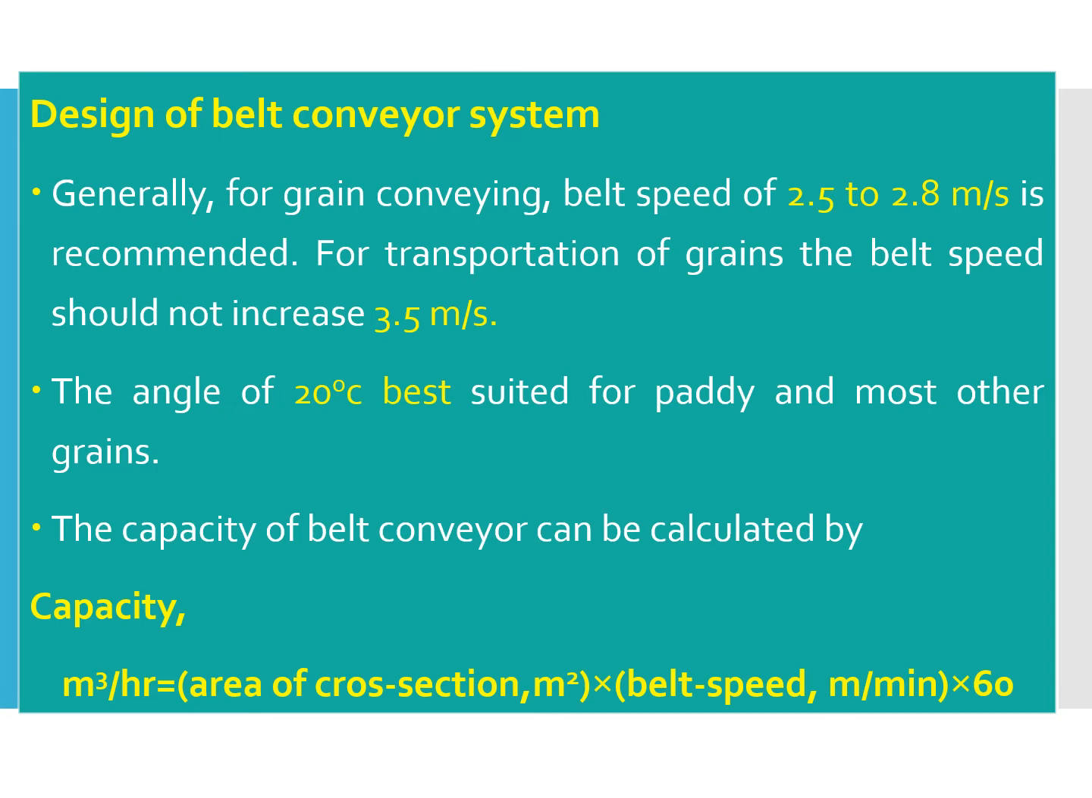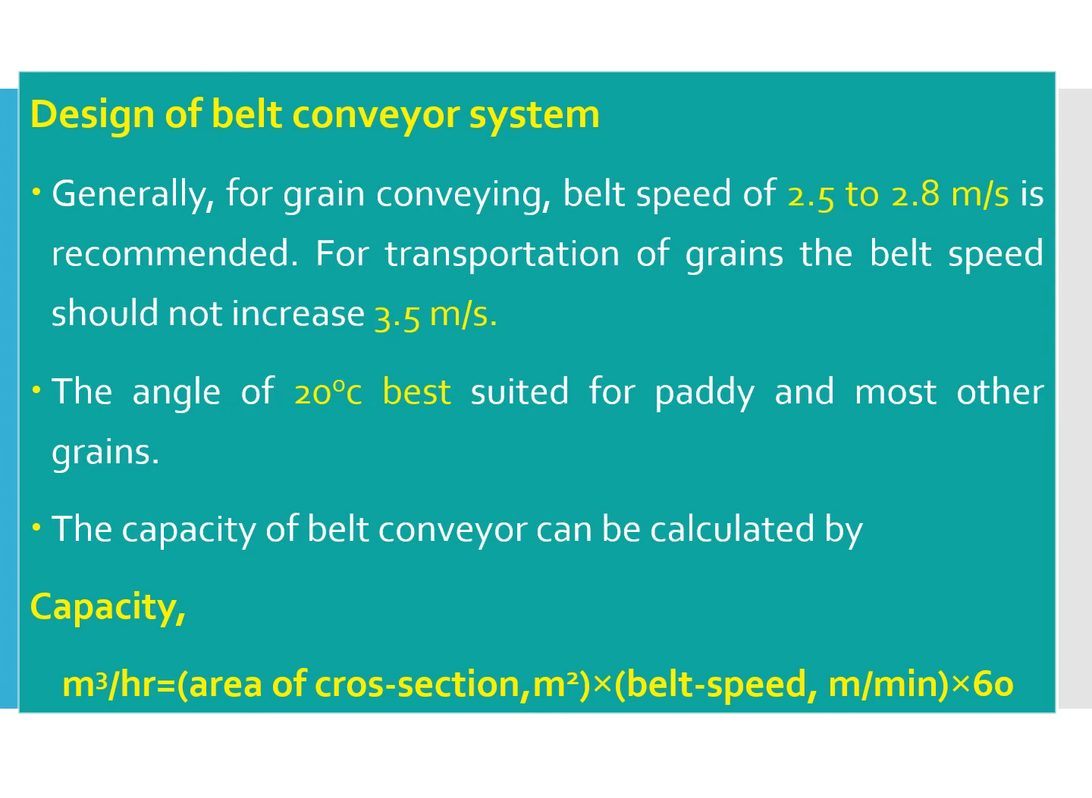So, these values are very important to remember. Most of the time, these numerical values are asked in the exam. An angle of 20 degrees is best suited for paddy and most other grains. The capacity of a belt conveyor can be calculated by this formula.